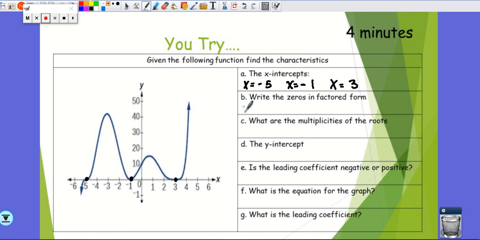It says write the zeros in factored form. So factored form means to move the number to the other side with the x. So we get x plus 5, and all you do is just take the opposite of the number. And you get x plus 1. And then you get x minus 3. And this is the factored form of those zeros.